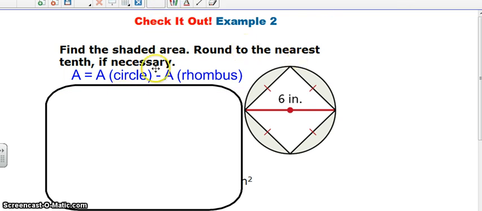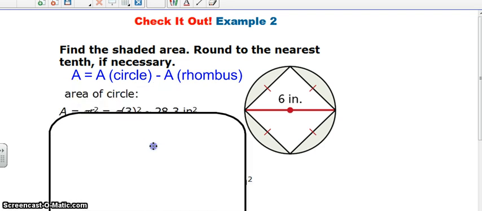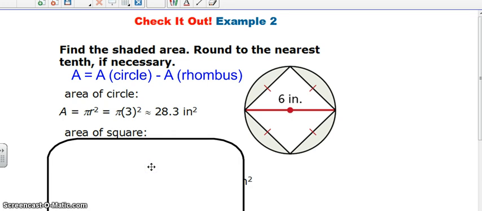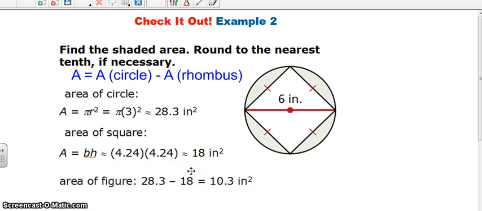Okay, so you, I'm sure, started probably with the area of the circle, which was a radius of 3. So we have 9 pi, or 28.3. Now, how are you going to find the sides here? And yep, we're going to use the Pythagorean theorem. And so we end up with 4.24 squared, or 18 inches squared. So subtract that from your circle area and we have 10.3 inches squared.